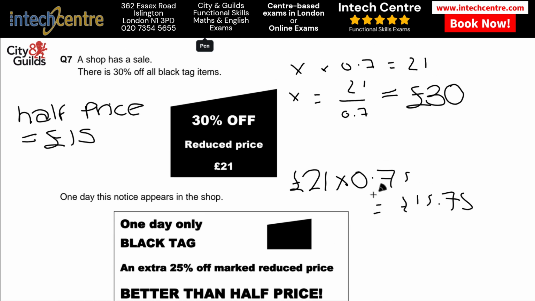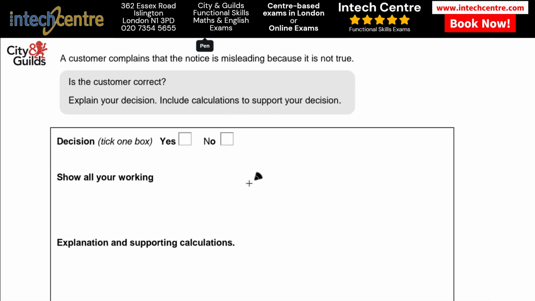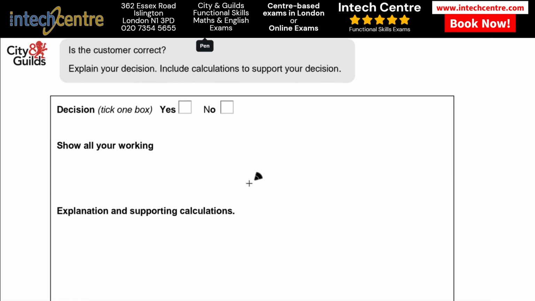So now we had 30% off £30, which means the item was reduced to £21. And after the £21, we get another 25% off. It's reduced to £15.75. This is not better than half price because half price is £15, which is what we could have paid. So in general, if we do 30% off, we pay 70%, and when we reduce that by an extra 25%, we pay 75% of the new price. So essentially it's 0.75 times by 0.7, which is 52.5% that we're paying. So in terms of the decision, the customer is correct.